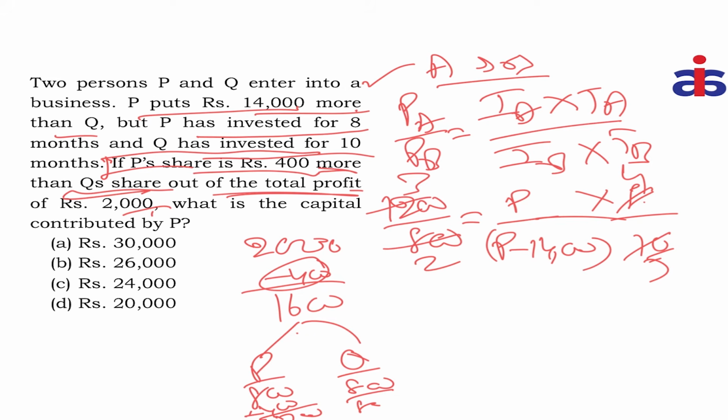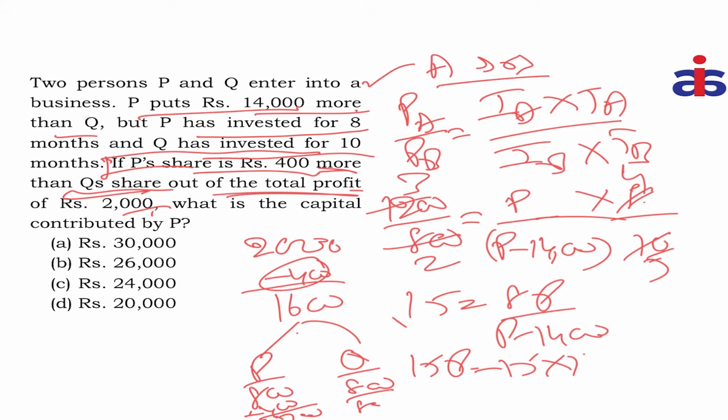Okay, there is 5 3s are 15, this is 15, and that is 8p by p minus 14,000, and 15p minus 15 into 14,000 is equal to 8p. So it is 15p minus 8p, this one is 7p, is equal to 15 into 14,000. So p means how much? 7 2s are 14, so p is 30,000.